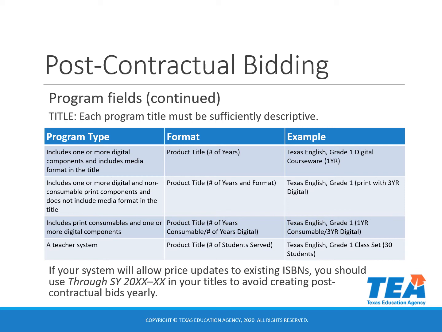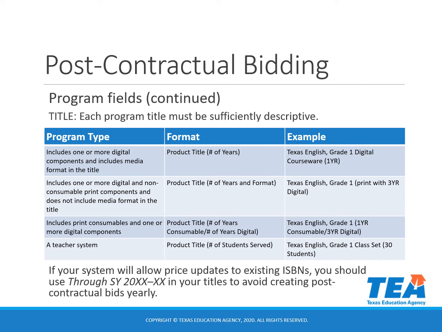If the program type includes one or more digital components and includes the media format in the title, then you will want to use a format of product title and the number of years. For example, Texas English Grade 1 Digital Courseware, 1 year. If the program type includes one or more digital and non-consumable print components and does not include the media format in the title, then you will use the format product title and the number of years in format. For example, Texas English Grade 1 print with 3-year digital.